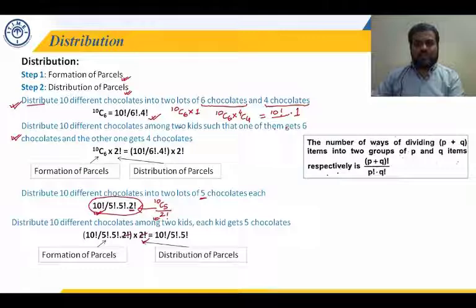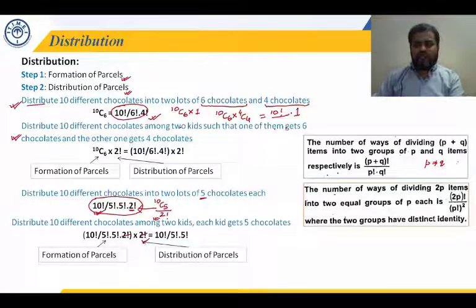So in a nutshell, we will say number of ways of dividing P plus Q items into 2 groups of P and Q items respectively. So here P is not equal to Q. So it is the case of 6 chocolates and 4 chocolates. So it will be P plus Q factorial by P factorial into Q factorial. So basically it is 6 plus 4, 10, 10 factorial by 6 factorial into 4 factorial. This is what we get.